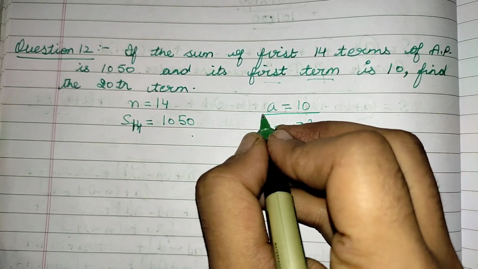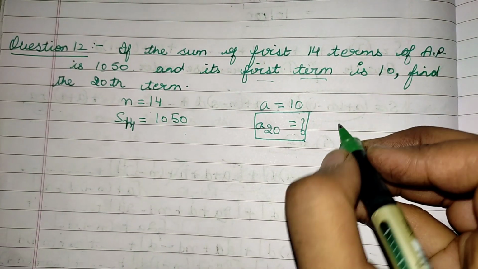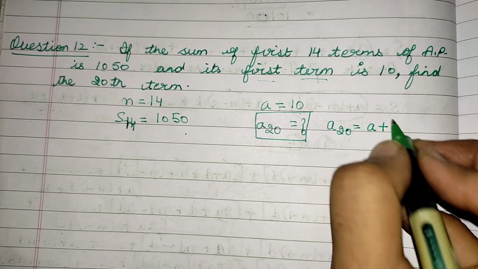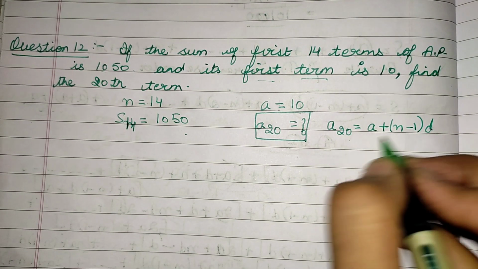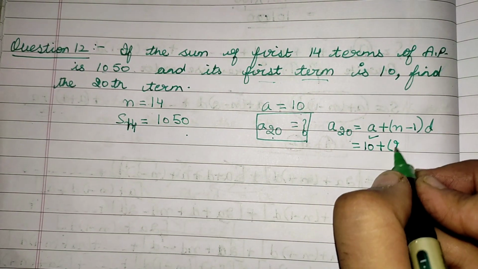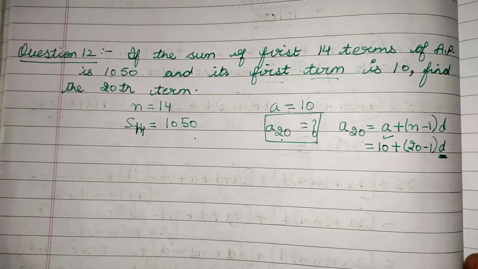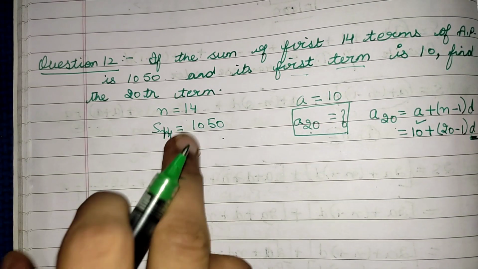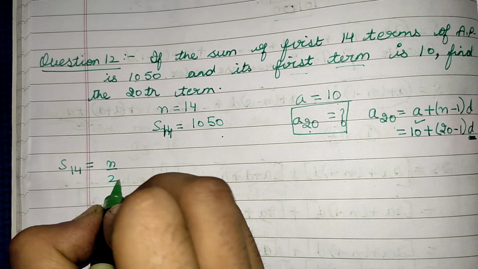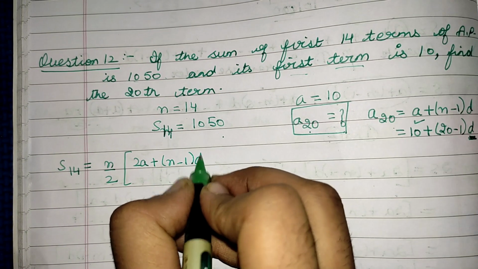We have to find out the value of the 20th term. So to find the 20th term, the general term formula is A20 = a + (n - 1)d. I know the first term is 10, and I know the value of n, which is 20, minus 1. But I do not know the value of the common difference. So by using the formula of sum, I will first find the common difference, then put that value in this equation and get my 20th term.